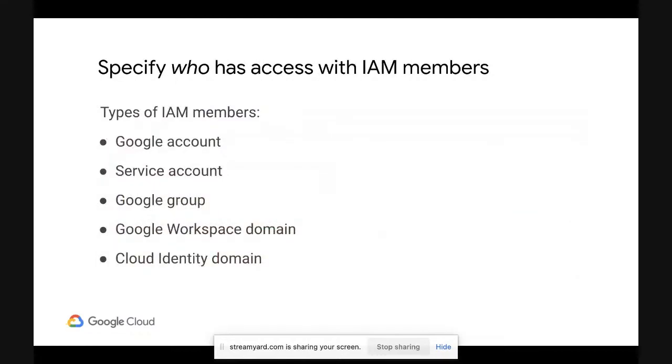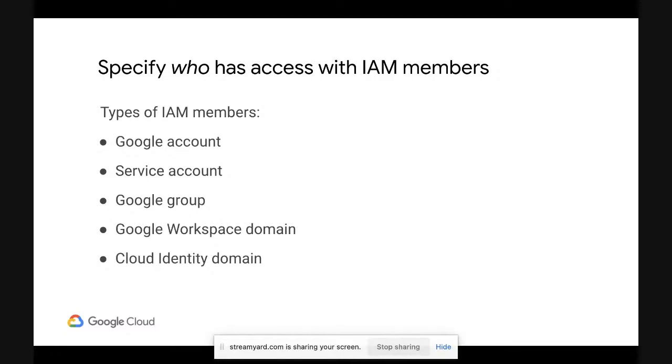So who has access? The IAM members. Like I said, a Google account, a Google group, a Workspace domain, a Cloud Identity domain, but we also have what we call a service account. A service account is probably going to be more the focus of today, because we want to authenticate applications and authorize them. Like I said, it belongs to an application instead of an individual user. So you can have a virtual machine taking a particular service account identity, and you can assign roles to that service account.